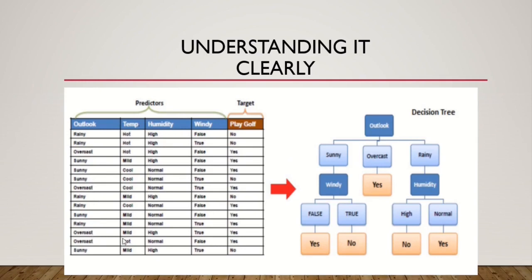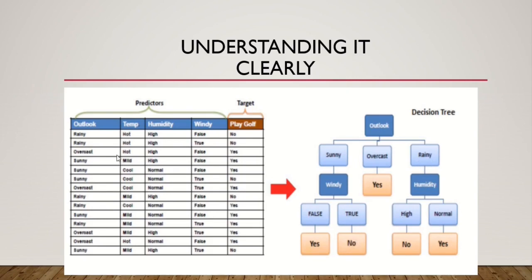When we have trained our machine with this dataset, it has learned that whenever it is overcast, no matter what the temperature, humidity, or wind is, we are going to play golf. So directly it has given that it will play golf on overcast weather. When it is sunny, the machine has learned that it is also dependent on windy. If it is sunny and windy is false, then we are going to play golf. And if it is sunny and the wind is true, that is we are having a windy environment, then we are not going to play golf on that day.